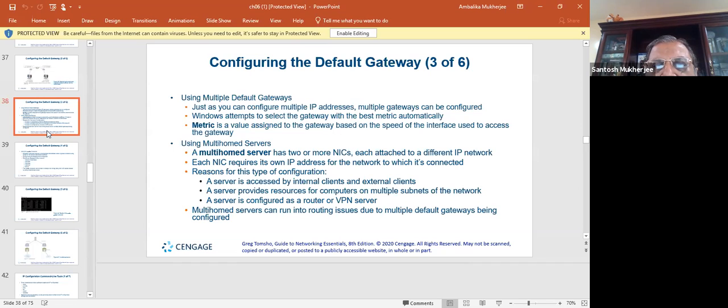Multi-homed servers can run into routing issues due to multiple default gateways being configured.